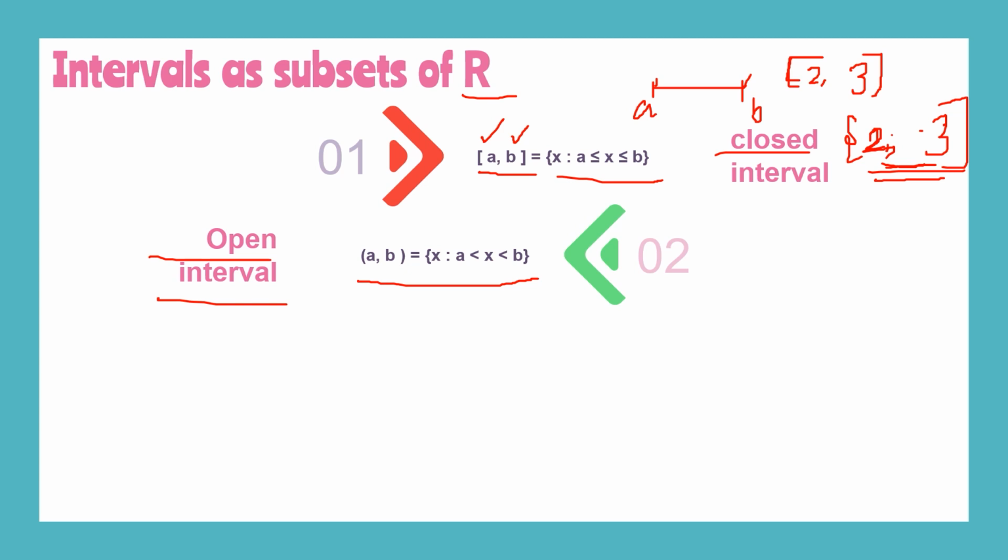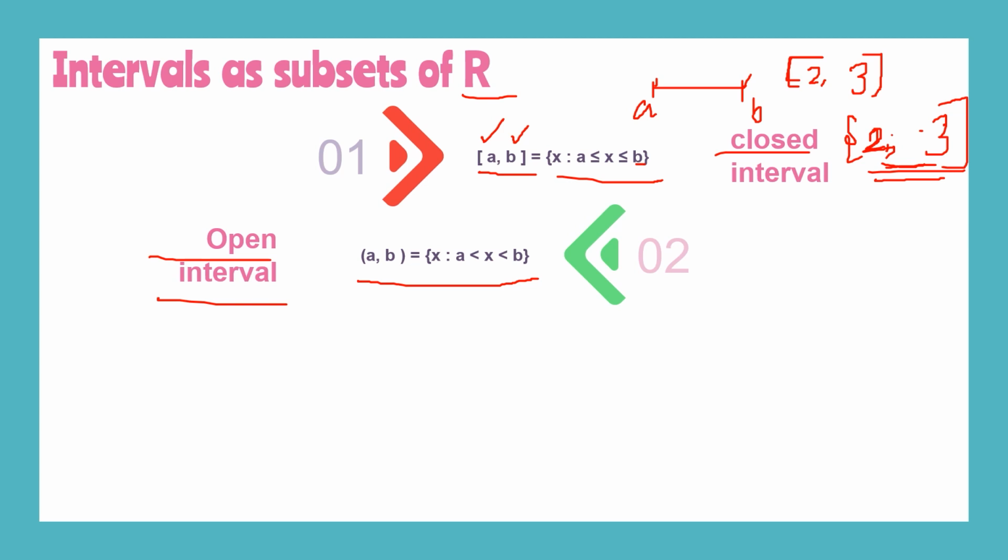The less than symbol alone, if you use it, means the endpoints are not included. If you use the symbol less than or equal to, this X can be equal to A also. This X can be equal to B also. That is the meaning. Here it is only less than B. It is only greater than A.